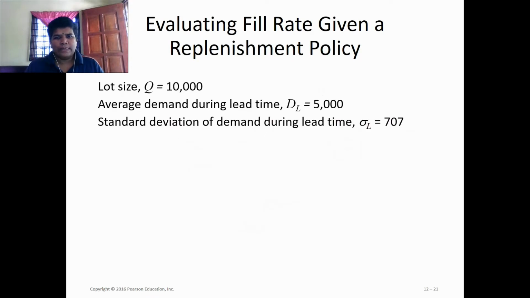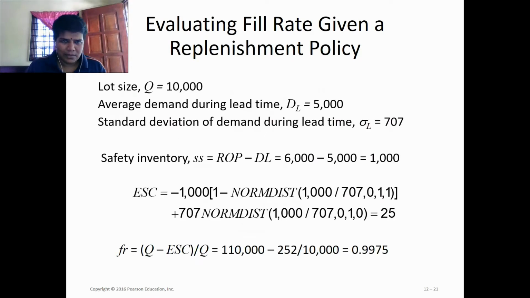So again plug in all the related numbers. To find safety inventory, we know ROP minus DL, from the beginning slide. I hope you still remember. 6,000 minus 5,000, you will get 1,000 units. Then you plug all the numbers into the formula, and for fill rate you will get 0.9975. Okay, 0.9975.